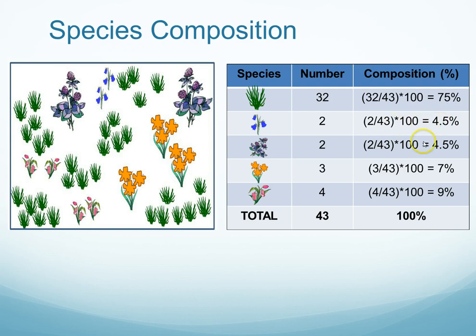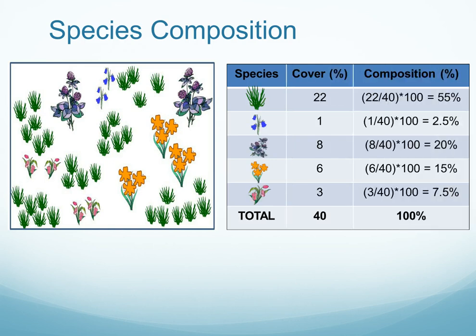This is done for each one of the species, and you will see that when we are done, if you add up all of the different individual species composition values, they will total 100%. Here's an example looking at cover. Again, it's the same site with the same species, but cover is a different attribute with different values.